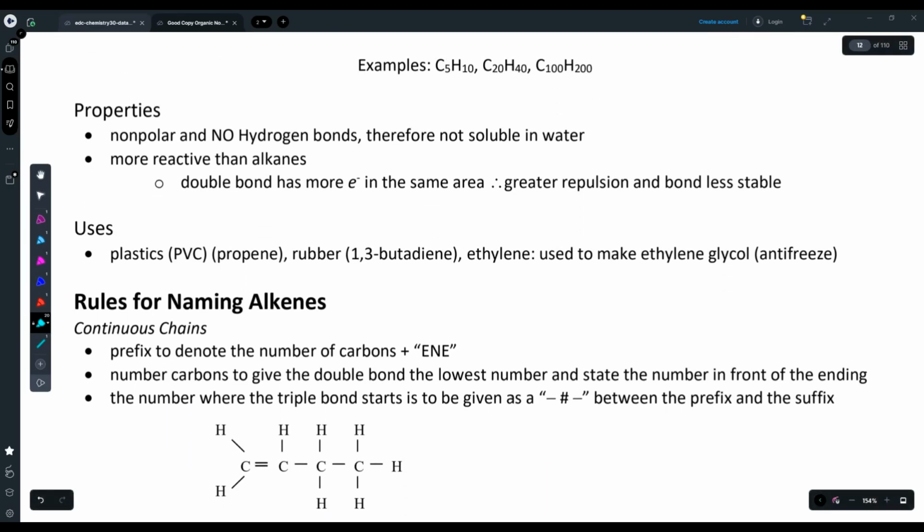So where you're going to find alkenes is in plastic. So with PVC, that's just polyvinyl chloride. So you might have seen that as PVC pipes. Okay, it's a type of plastic. Rubber, ethylene, which is used to make ethylene glycol, which you would know as antifreeze.